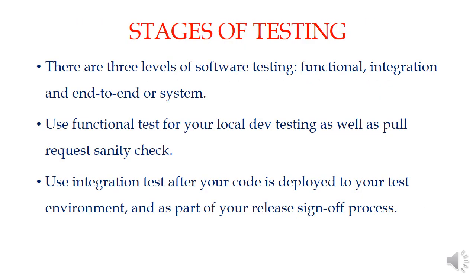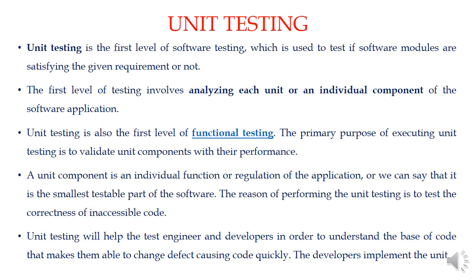Stages of testing. There are three levels of software testing: unit, integration, and end-to-end or system testing. Use unit tests for your local device testing as well as pull request sanity checks. Use integration tests after your code is deployed to your test environment as a part of your release sign-off process.